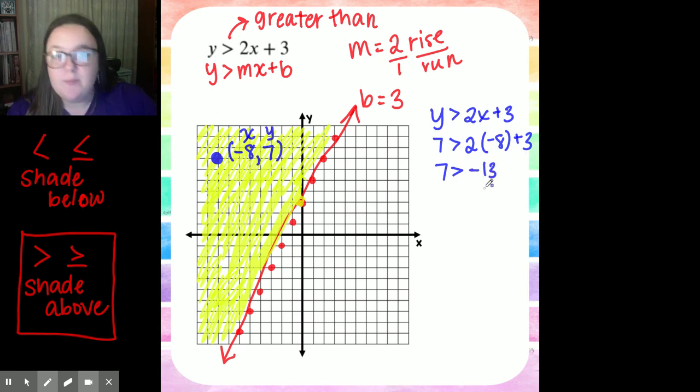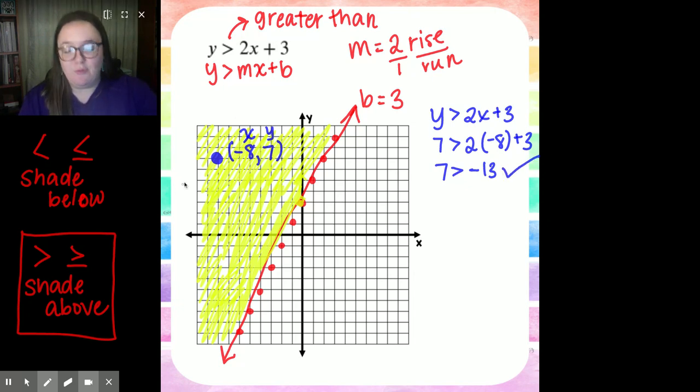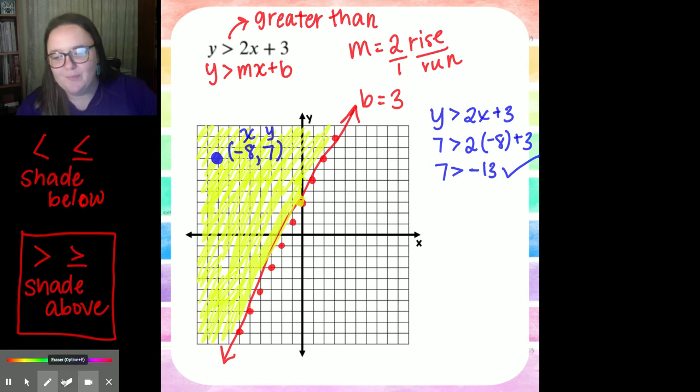So let's look at this statement and read it out loud. Let's see if it makes sense. 7 is greater than -13. Is that true? 7 is greater than -13? Yeah, I'd rather have $7 than -13. This statement is true. Again, that rule works, right? We knew it was already going to work because it was in the shaded. Greater than means shade above, so we knew that point was going to work. Just proving that rule one more time.